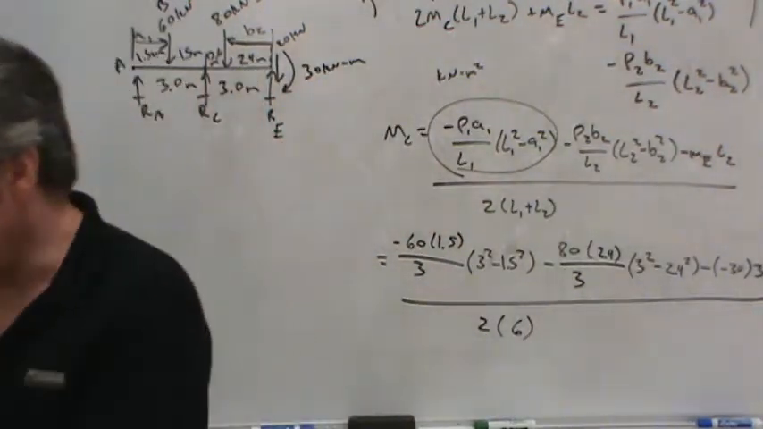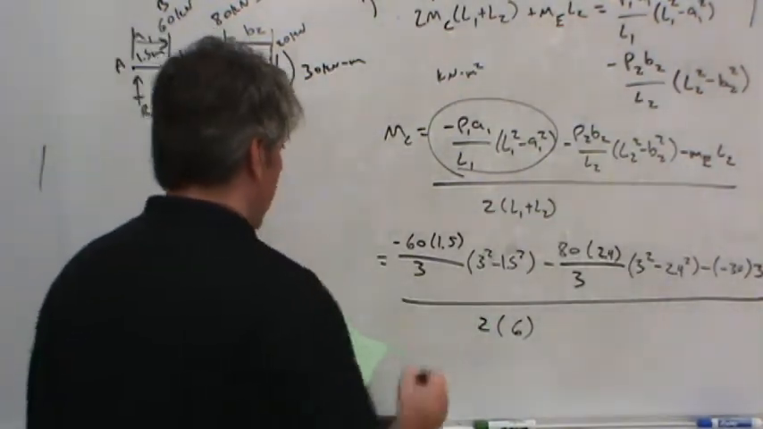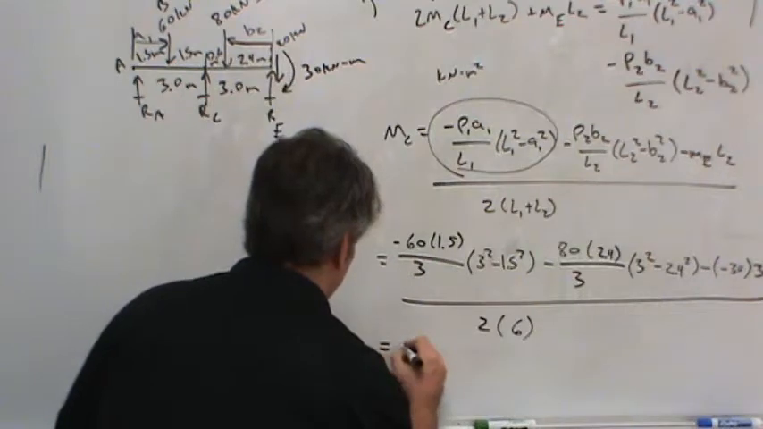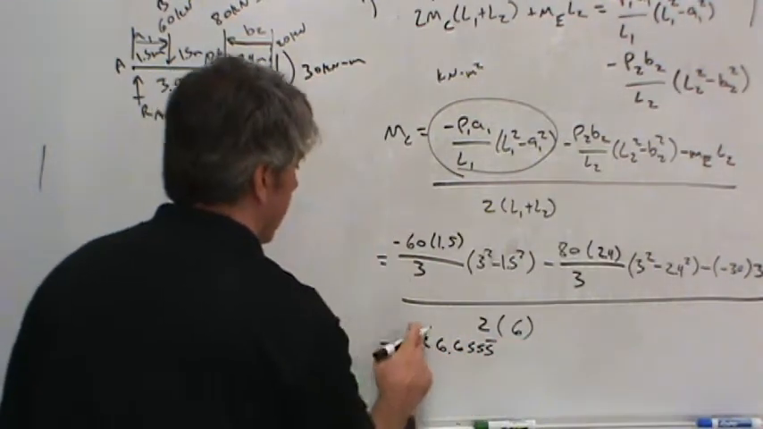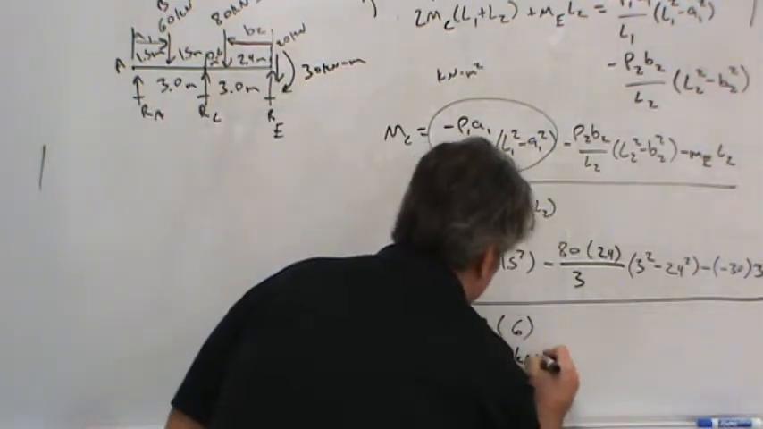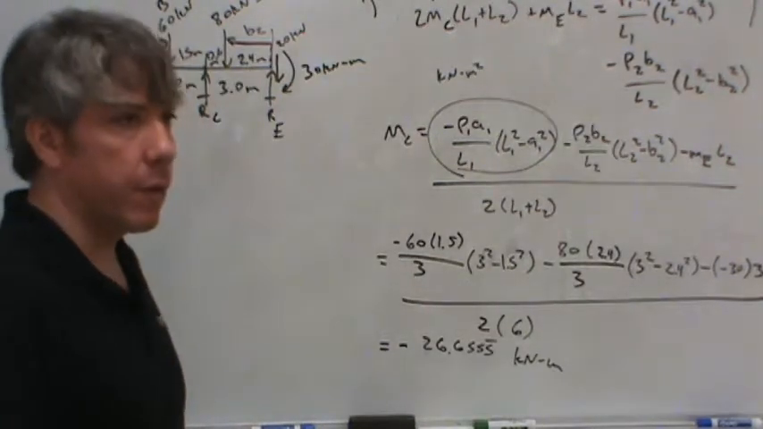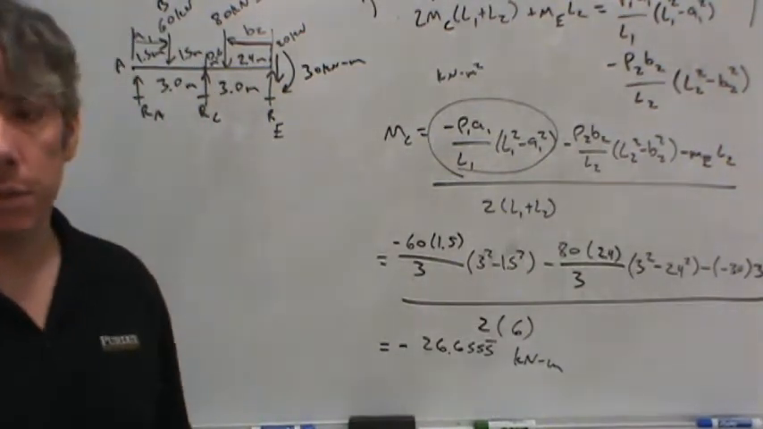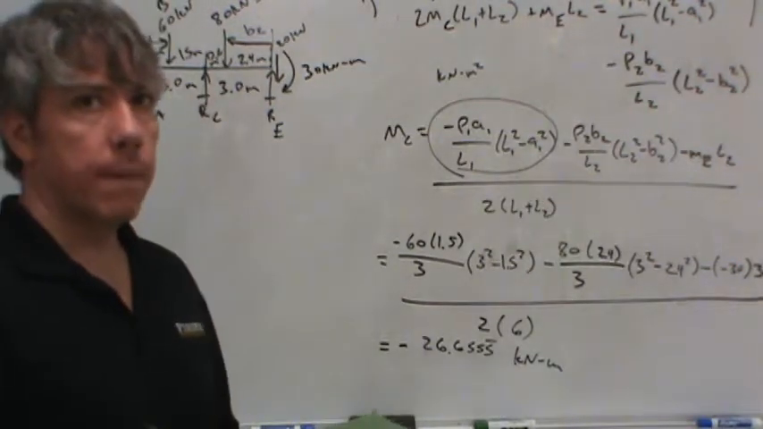So we can plug all of this into our calculators. When you do, or when I did, I came up with MC equal negative 26.6555. The 5's continue forever, as far as I can tell, and I just stopped it there, kilonewton meters. You can check this with your calculator if you want, but I'm pretty sure that that's correct. I've gone through it a couple times. Okay?